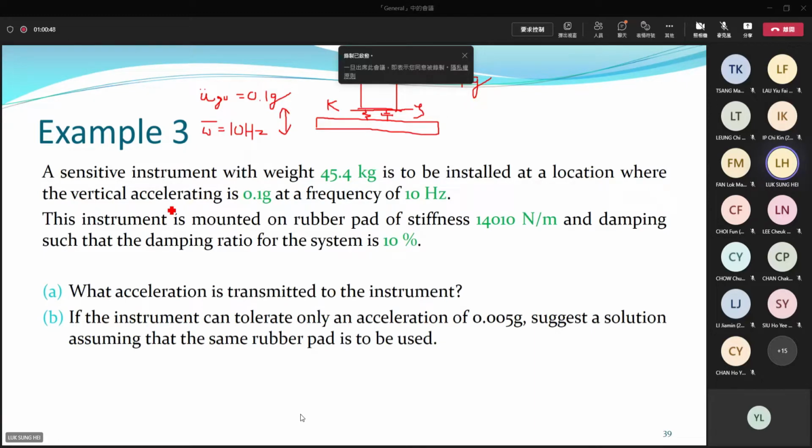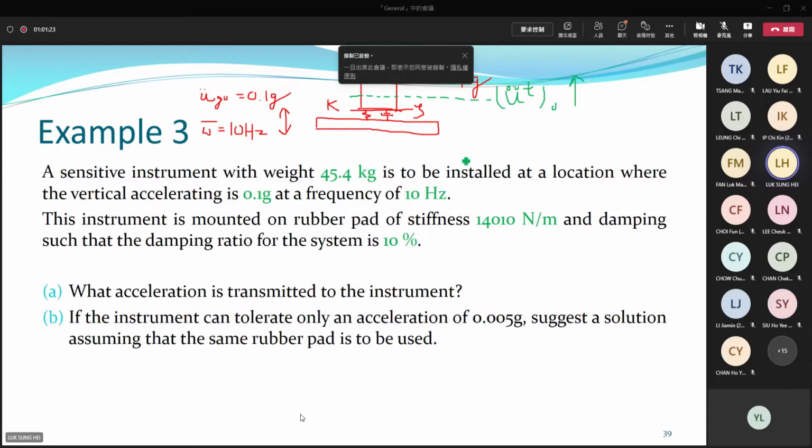Okay, I think 1 minute's gone. Let us take a look at the solutions. Well, graphically, in these questions, what we're going to do. In these questions, you are asked to find out the acceleration felt by the object. Maybe I call this u double dot T. For sure, we would like to know the maximum value. We would like to know the maximum acceleration felt by the instrument. How to find out the total acceleration felt by the instrument?